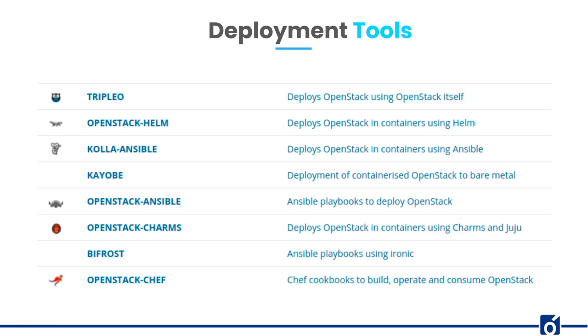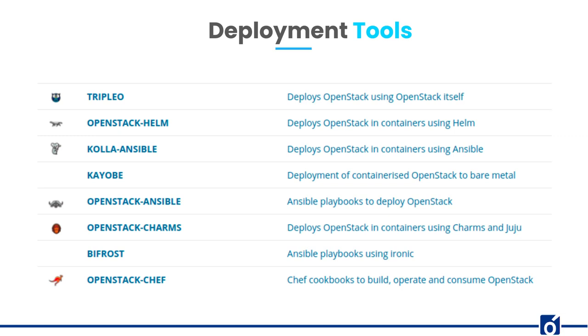Then these are the deployment tools, how you can deploy OpenStack to your production or your environment. There is TripleO, which deploys OpenStack using OpenStack itself. And we have OpenStack Helm that deploys OpenStack in containers using Helm. Then Kolla Ansible that deploys OpenStack in containers using Ansible. Then Kubespray? no, Kubeadm-style tooling, deployment of containerized OpenStack to bare metal services. If you want to deploy OpenStack on bare metal hardware, you can use it.